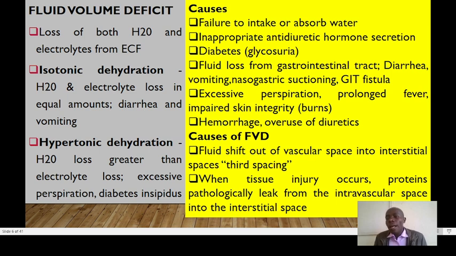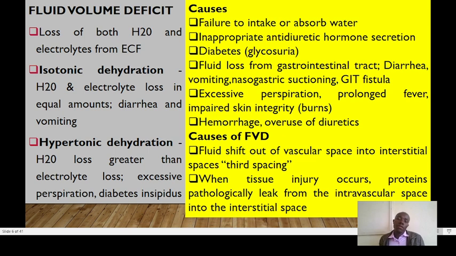So the causes could be a failure of the kidney to take up or absorb water, or inappropriate ADH secretion. If less ADH is being produced, it means less water will be retained, so more will be lost. If more is being produced, it means more will be retained.